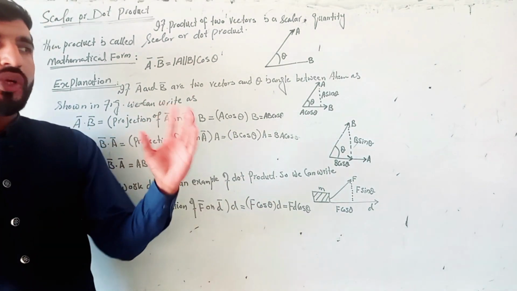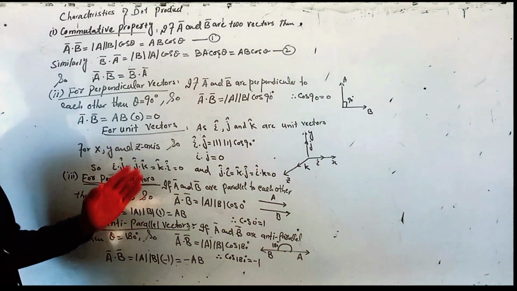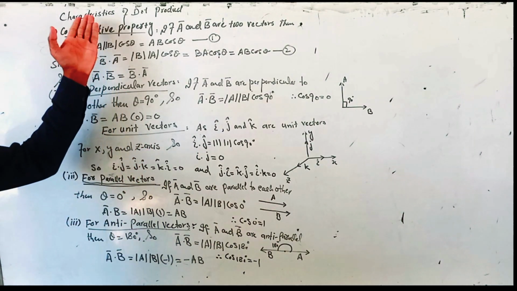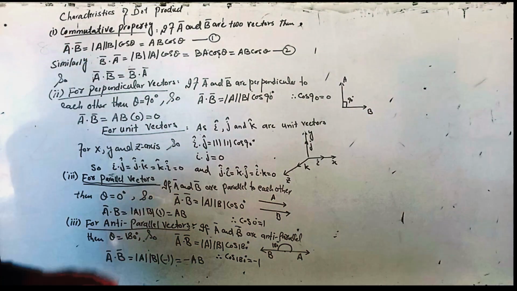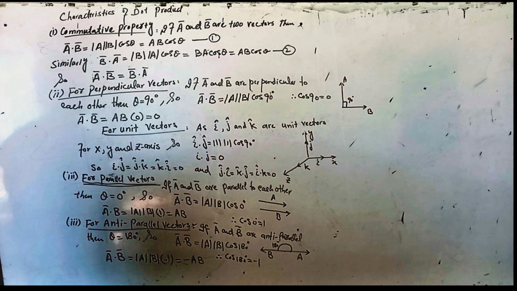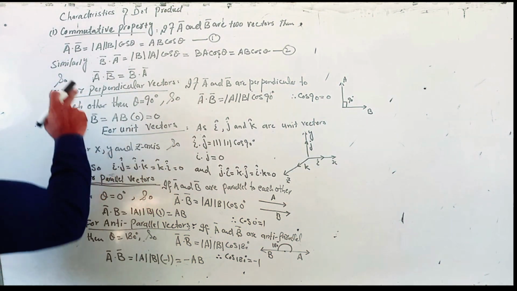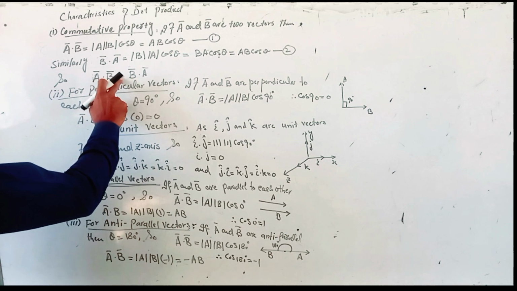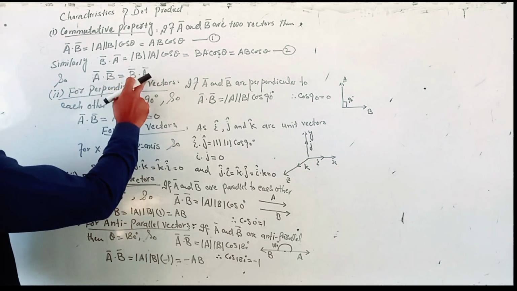Now we will move on to the characteristics or properties of the dot product. The first property that the dot product holds is the commutative property. This means if we interchange the vectors, the answer remains the same. You can see A dot B equals B dot A. Here A is first, B is second. Here B is first, A is second.